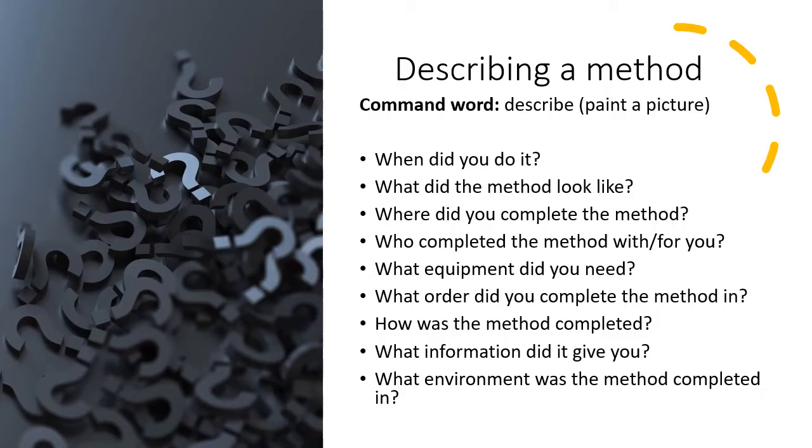So we're now going to look at describing a method. So of course the command word here is describe. If you look at the bullet points below, these will help you answering a describe question. So when you're doing your answer, you need to think, when did you do it? What did the method look like? Where did you complete the method? Who completed the method with or for you? What equipment did you need? What order did you complete the method in? How was the method completed? What information did it give you? What environment was the method completed in?